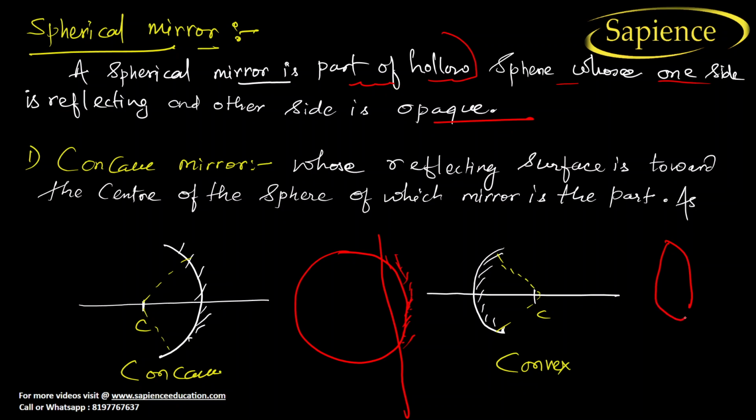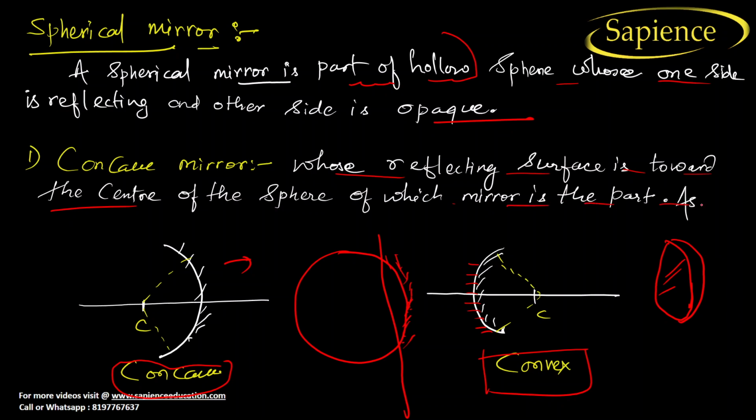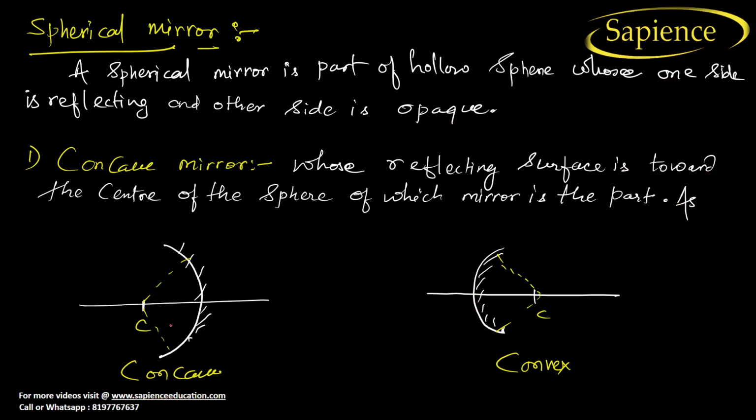So basically the mirror will be a disc-like structure. This is considered a concave mirror. When the reflective surface is outside, it is considered a convex mirror. A concave mirror is one whose reflecting surface is toward the center of the sphere of which the mirror is a part. I hope you have understood this.